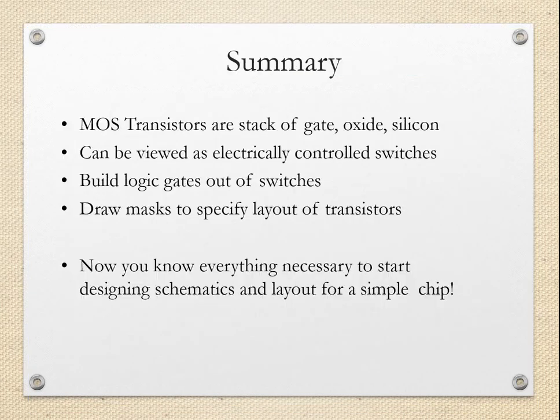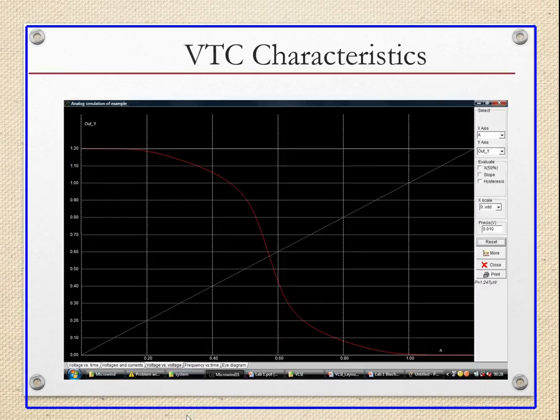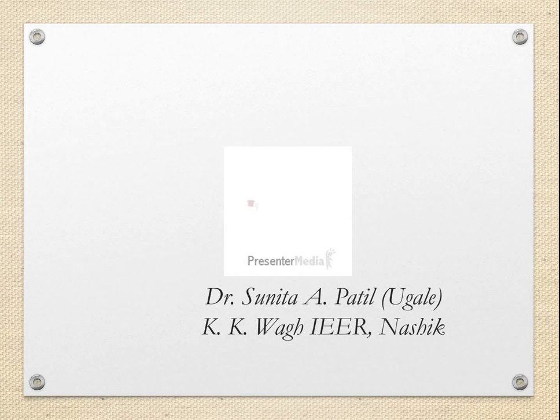So the summary is, MOS transistors are a stack of gate, oxide and silicon, and can be viewed as electrically controlled switches. Build logic gates out of switches, and draw the mask to specify the layouts of the transistor. So now you know everything necessary to start designing the schematics and the layouts for a simple chip. So now you have become a VLSI chip designer. Thank you.